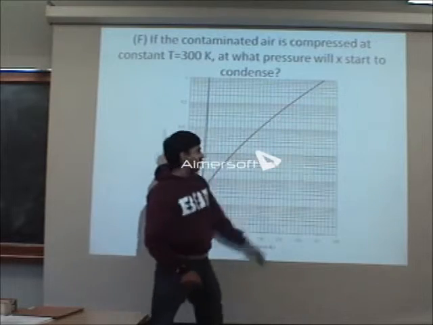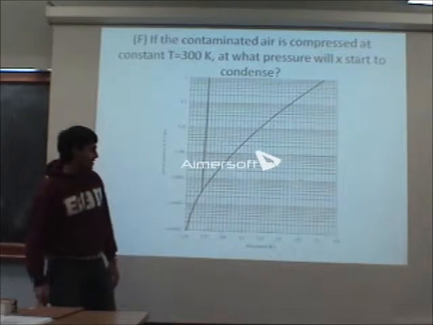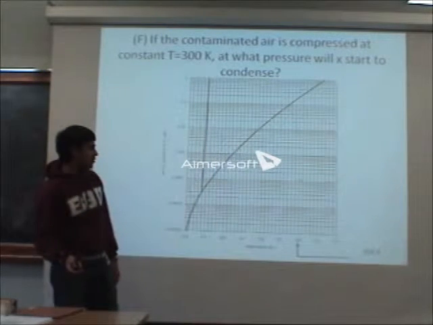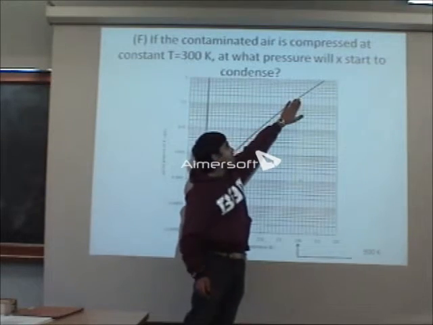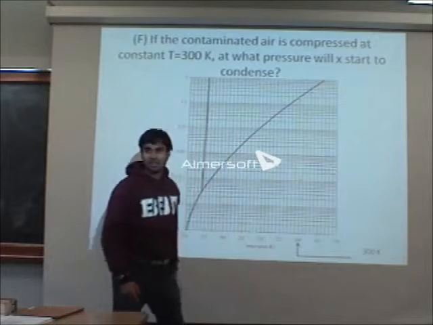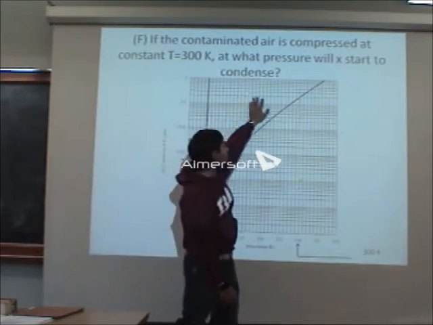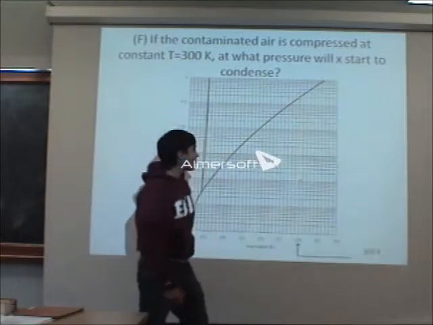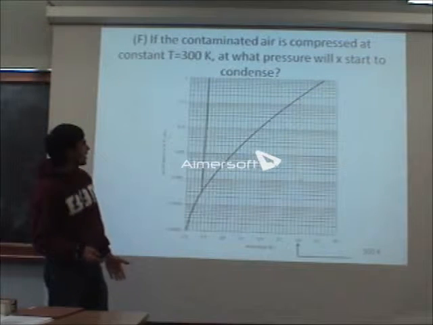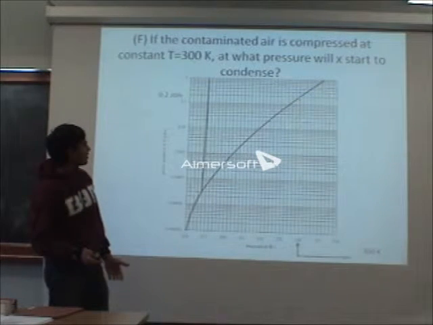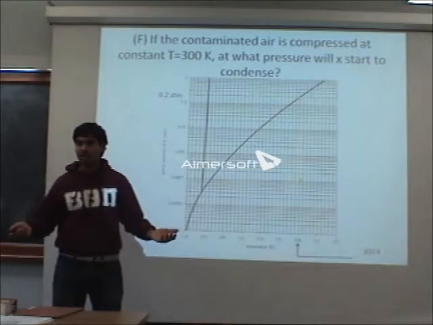Right. So what Dhruv is trying to say is if we go all the way up on the constant 300 Kelvin line until we reach our equilibrium line, we can find the minimum partial pressure of X at which we will first start to condense. And that pressure happens to be 0.2 atm. And we're done. Are we?